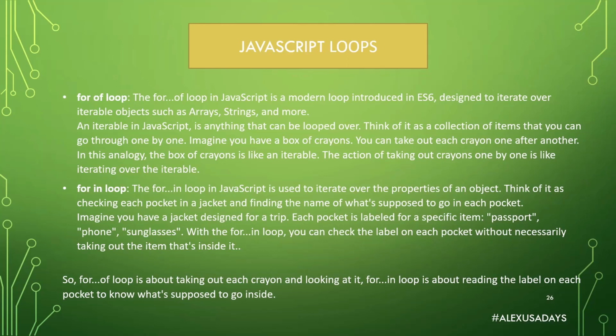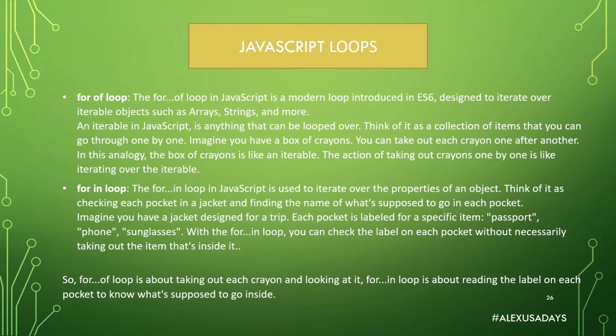Imagine you have a box of crayons. You can take out each crayon one after another. In this analogy, the box of crayons is like an iterable. The action of taking out crayons one by one is like iterating over the iterable. Then the next one is for in loop.